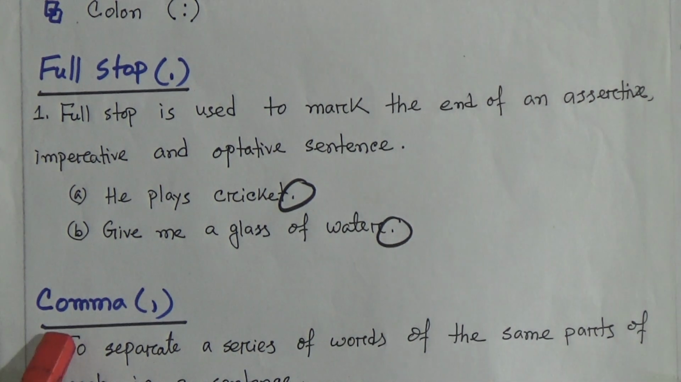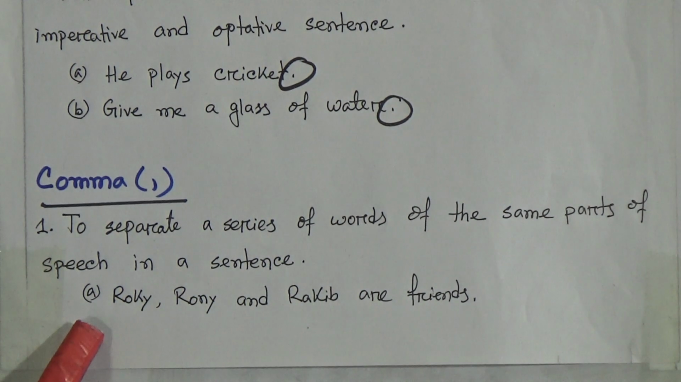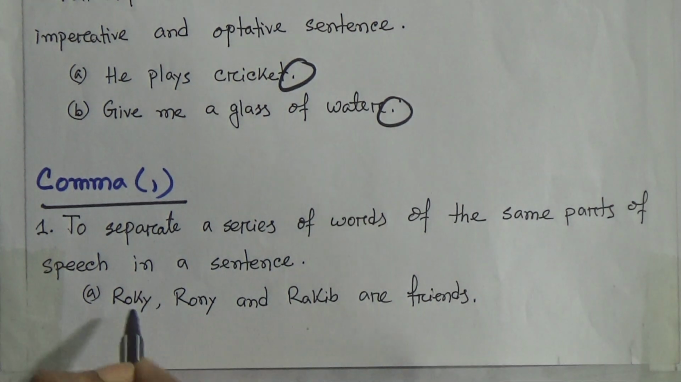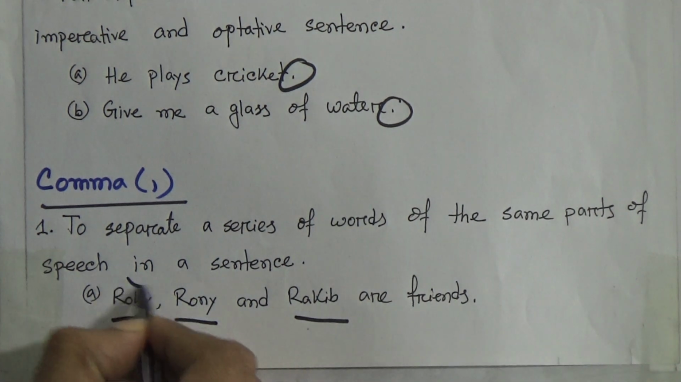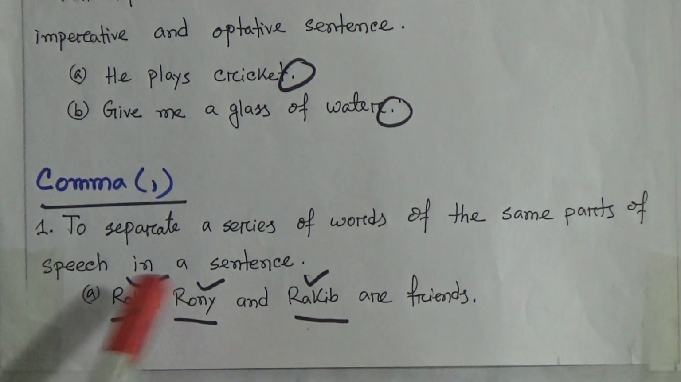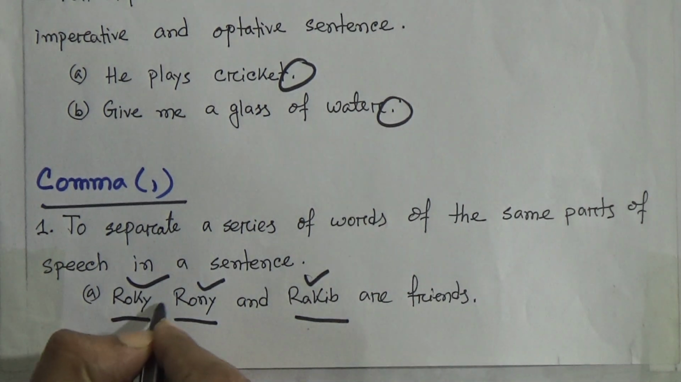The second is comma, to separate a series of words of the same parts of speech in a sentence. So comma is used to separate the same parts of speech in a sentence. Look at the sentence here. Rocky, Ronnie and Rakib are friends. Here Rocky, Ronnie and Rakib all are nouns. That means all are of the same parts of speech, and to separate them we have used comma here.